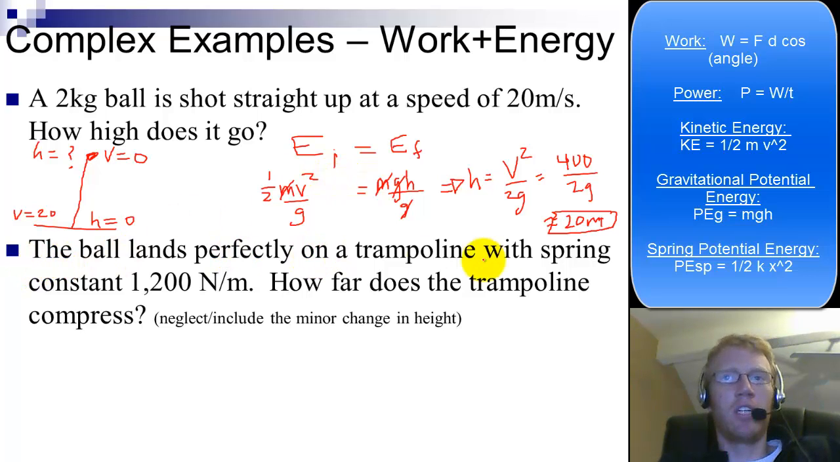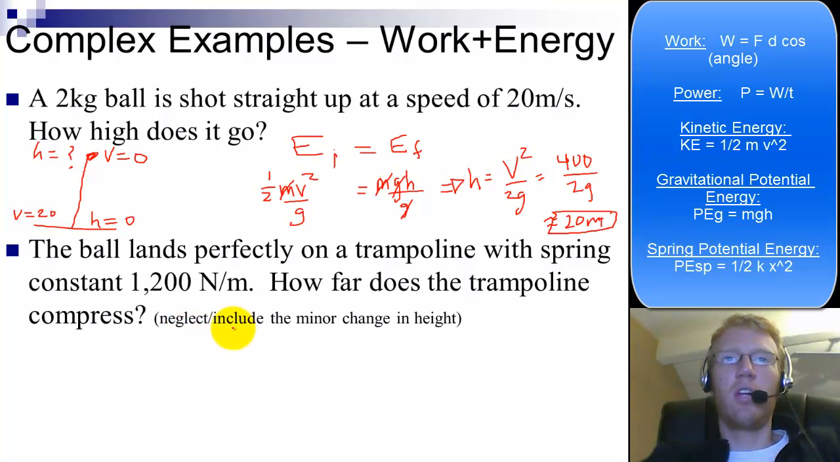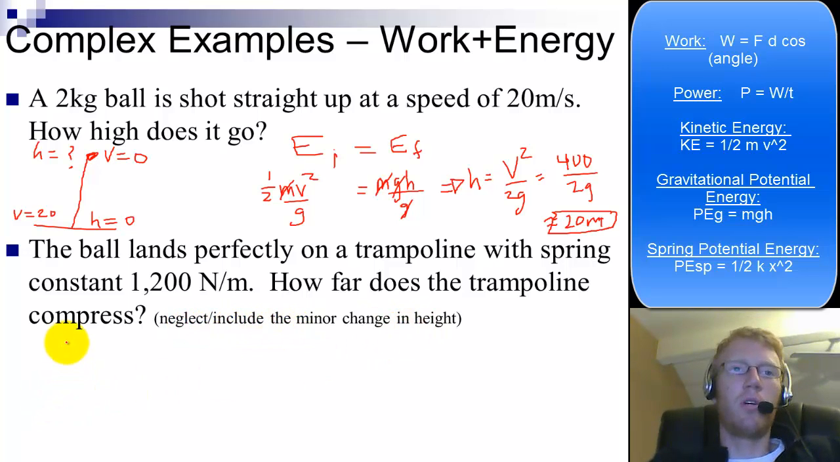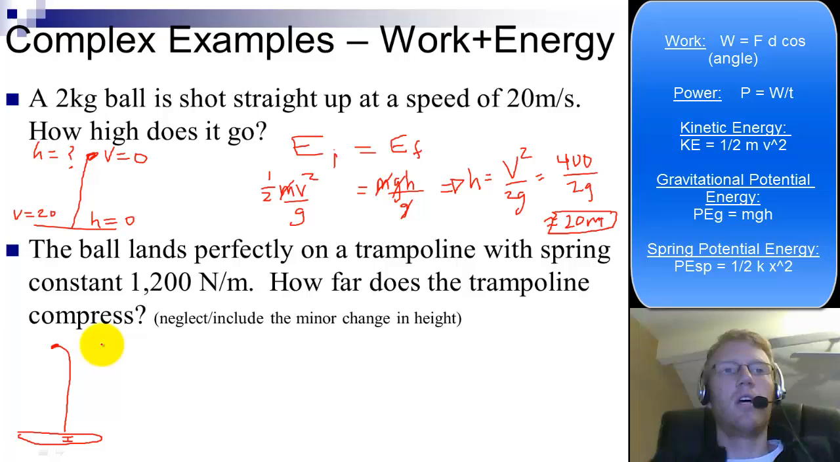Suppose the ball lands perfectly on a trampoline with spring constant 1200 newtons per meter. How far does the trampoline compress? Neglect and then include the minor change in height. So say now we're starting, the ball's up here, and it falls down onto a trampoline, and the trampoline is going to compress a little bit, some distance there, right? So the energy at the beginning is the potential energy of gravity, and the energy at the end, if it falls back down to the ground, is going to be the potential energy stored in that trampoline spring. Okay, so we can set these two equal to each other.